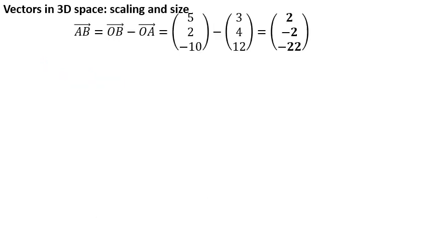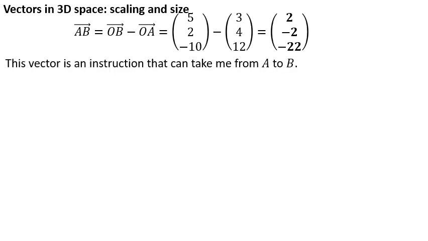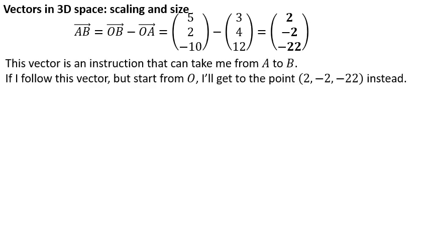We're going to look a little bit more closely at that vector now, the vector that takes you from A to B. If you start at A and you move 2 in the x direction, negative 2 in the y direction, and negative 22 in the z direction, you will end up at B. But vectors are not constrained to a particular position on the coordinate axes. They can start from anywhere you like, and they will just follow the same instruction for moving. You could, for instance, start this one from the origin, and instead of taking you from A and leaving you at B, it'll take you from 0, 0, 0 and leave you at the point 2, negative 2, negative 22.